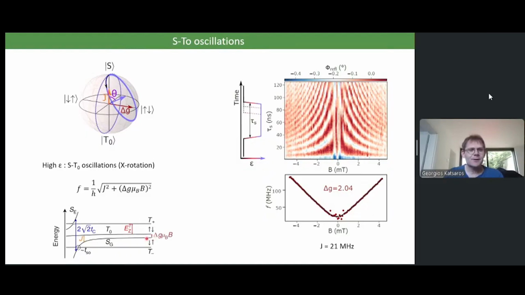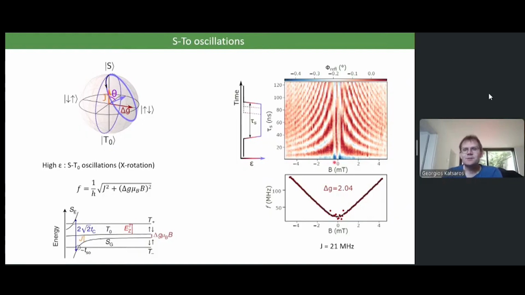And depending on whether you are in this state or in this state, it maps back to singlet, or this state maps to triplet. Triplet leads to Pauli spin blockade. This is how you can really distinguish, and you can see the coherent oscillations, which you see here. So these are x-axis rotations. So this is the time you stay at this position. Here is the magnetic field, and you can clearly see coherent oscillations.